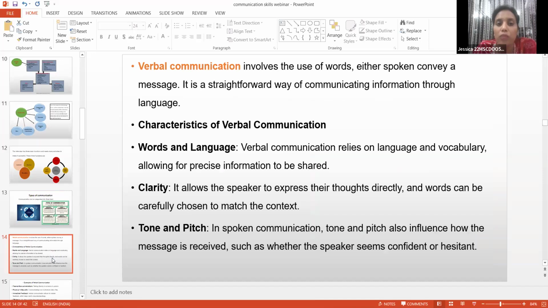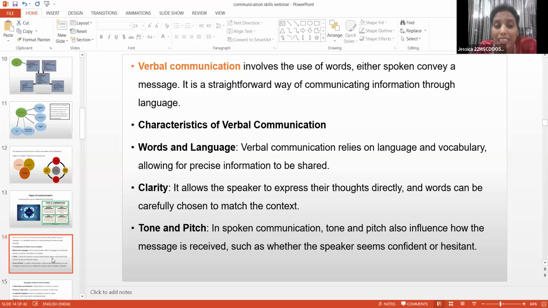Now, when we are talking about verbal communication, it involves words, either spoken through a message. And what are the characteristics of verbal communication? It relies on the words and the language we use. Sometimes the words we are using are not appropriate, or the patient does not understand. We may use some medical jargon which the patient is not able to follow. Or it may be some cultural barriers, where our patients are speaking in a certain language or certain words which are not well understood by the physician. So these could be the barriers, and they should be nullified when we want to have a good verbal communication.